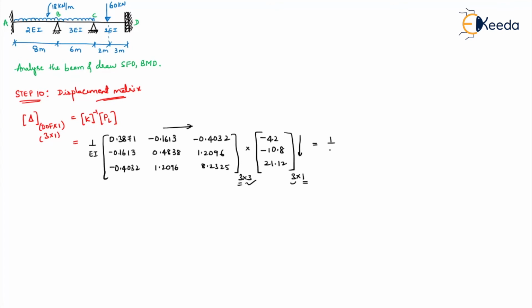So 1 by EI, what will you get? You will get minus 23.03, 27.096 and 177.94. So this is your anti-clockwise, that's nothing but theta B. This is your clockwise, that's nothing but your theta C. This is your vertically downward reaction VD. So this is what we got from your displacement matrix.